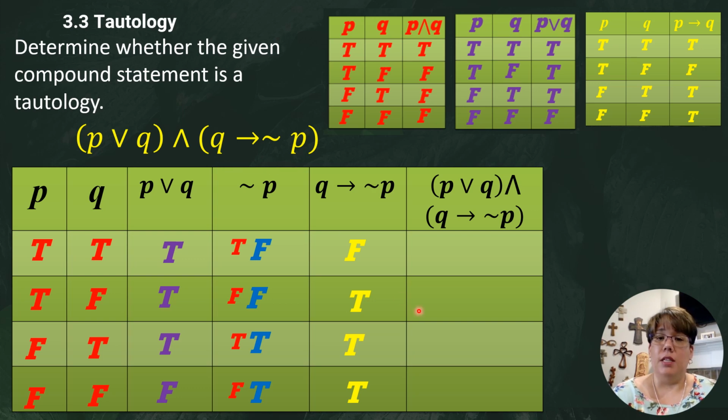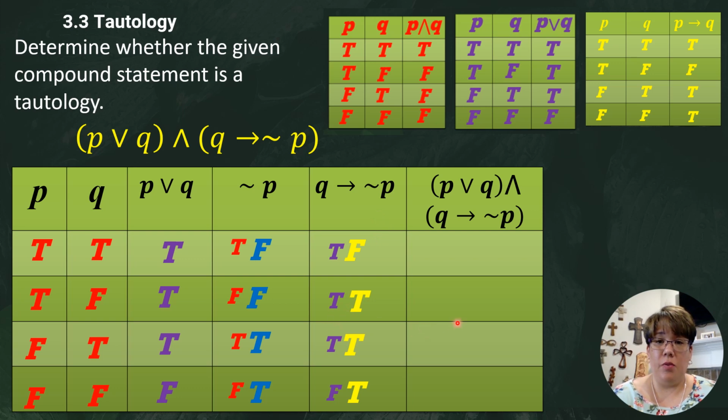Okay, so now I'm ready to do this final step, which says P or Q, which is my purple column. Then I'm going to do this yellow column and this. So I'm going to copy down my purple ones so that I have them next to each other, and then I'm going to use my AND chart. So I'm going to go T and F. T and F is false.